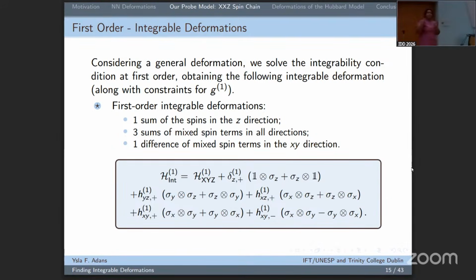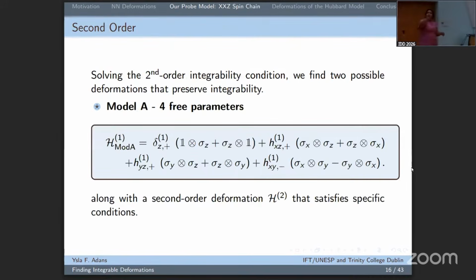So now I take the same model and go to second order. And when I do this, I get two different models that I'm calling here model A and model B. So for model A, one interesting thing already appeared. You don't get XYZ anymore. So XYZ is not contained here. You get a three-parameter model that is basically only the spin and two of the symmetric and one of the antisymmetric exchange. But for this model to be integrable, you have to keep adding deformations order by order.